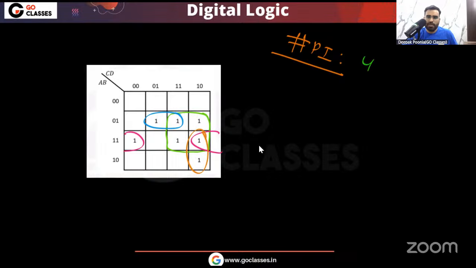And how many of them are EPI, essential prime implicant? An essential prime implicant is a prime implicant which covers at least one cell uniquely. So you check all these one cells and see how many prime implicants cover each one cell. Look at this one cell. It is covered only by this pink PI. So this one cell is covered uniquely by this pink PI, so this pink PI has become an essential prime implicant.